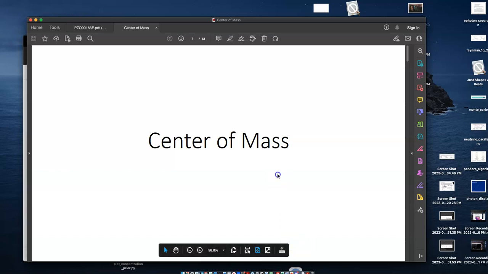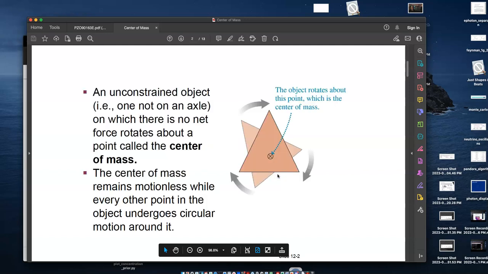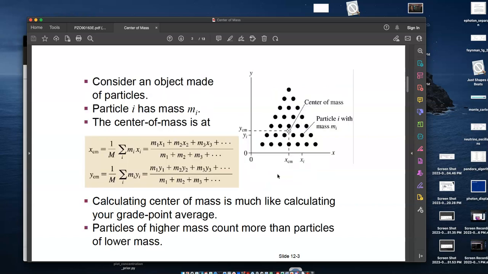So center of mass is something we'll be going over very soon, or well, we'll be doing in lab very soon. The center of mass is by definition the point at which an unconstrained object will rotate about. The center of mass will remain motionless while the object rotates around it. You can think of space as a good way to think about it. Objects rotating in space just keep rotating, and they rotate about the center of mass.